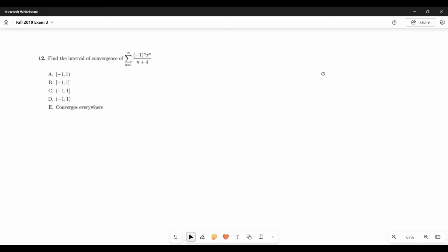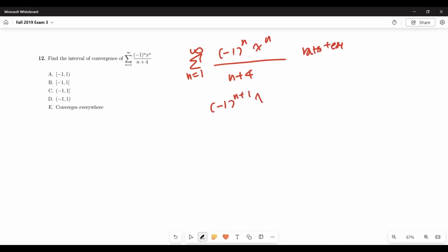Okay, this question asks to find the interval of convergence of the series from n equals 1 to infinity of negative 1 to the nth power, x to the nth power over n plus 4. So it's using the ratio test. We take negative 1 to the n plus 1, x to the n plus 1 over n plus 5, all in the limit as n goes to infinity, multiplied by the reciprocal.